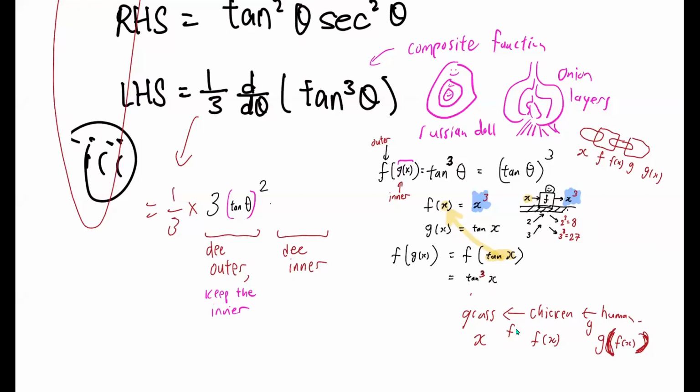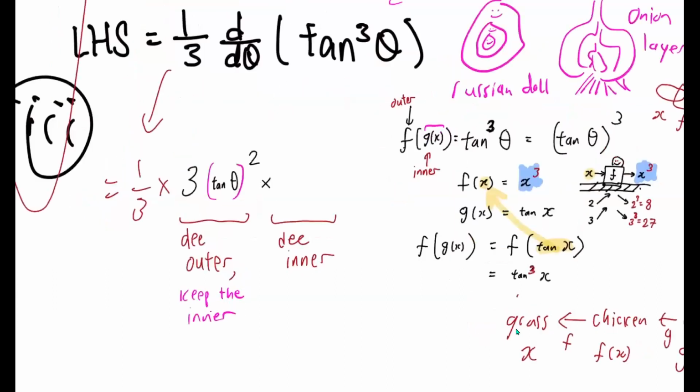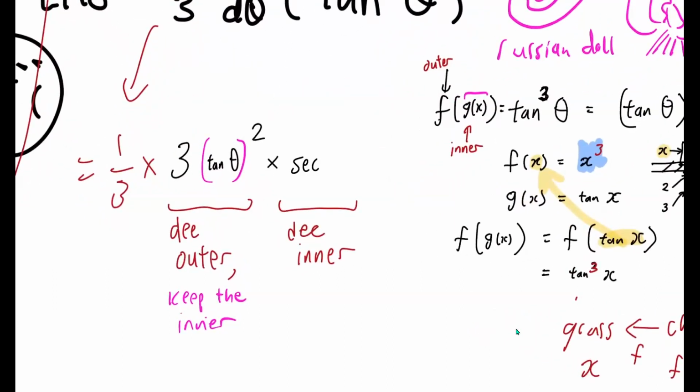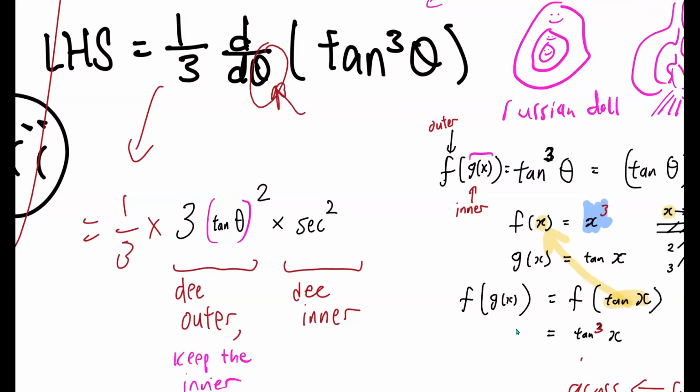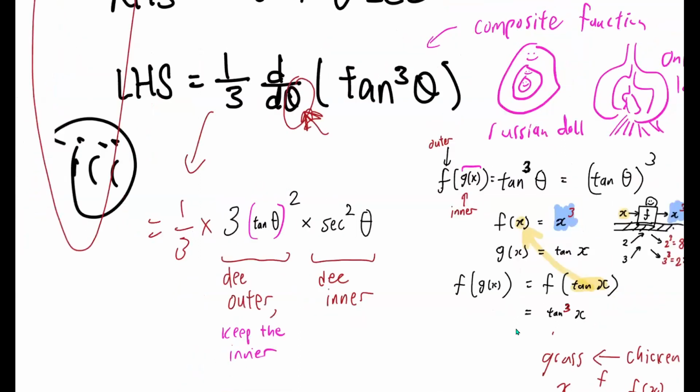Yes. And multiply by d inner. So what's d inner? D inner will be secant square x. Over here, be careful, you're not x. D theta. So we have to adapt accordingly, it is theta. Okay? Can or not? Chain rule.